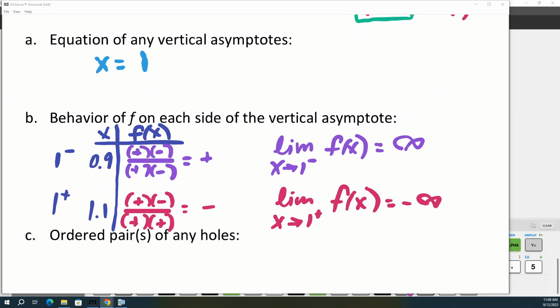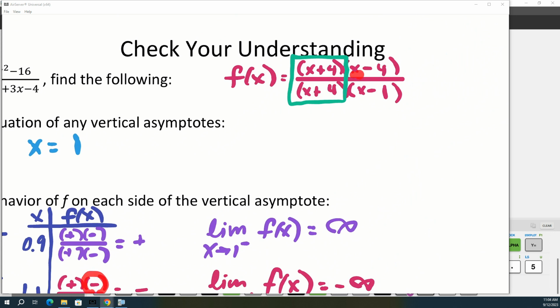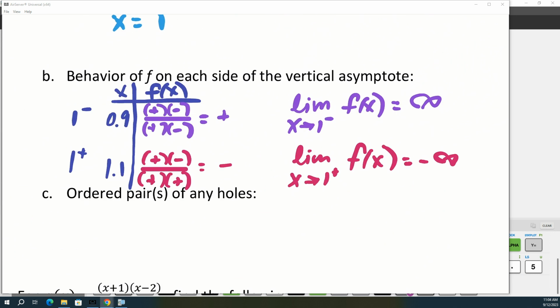How'd you get negative in the top left? Right. Okay, so I took 1.1 and I did 1.1 minus 4. Any other questions?